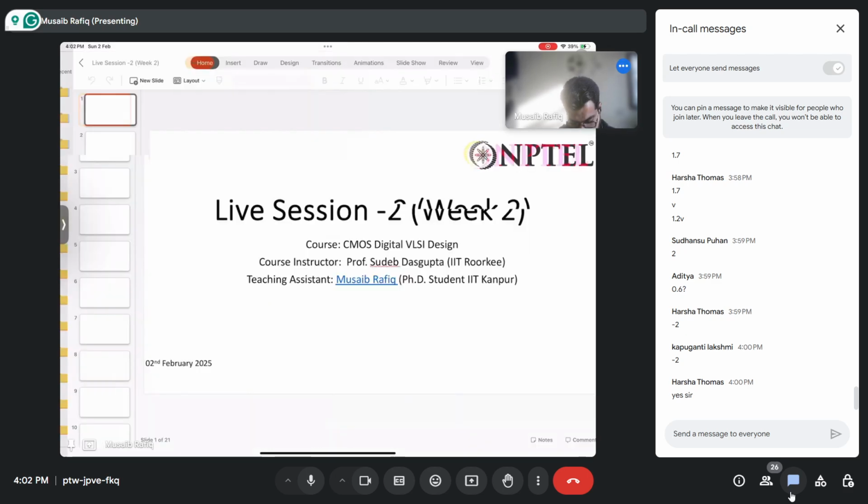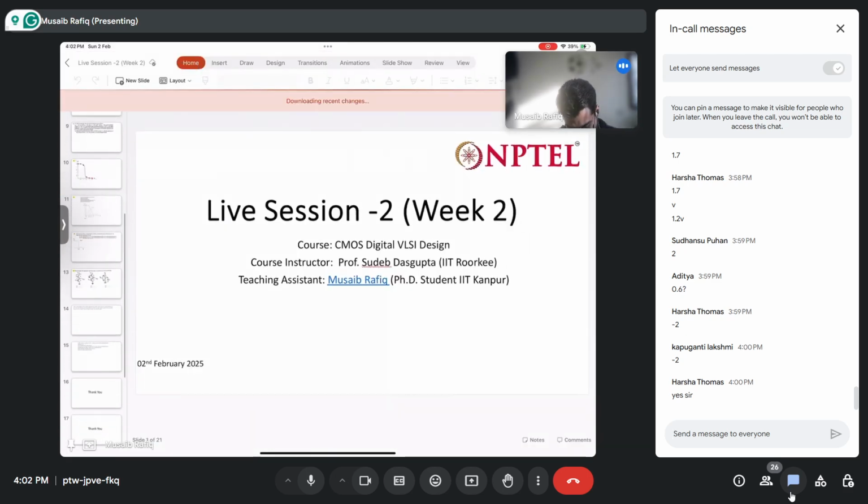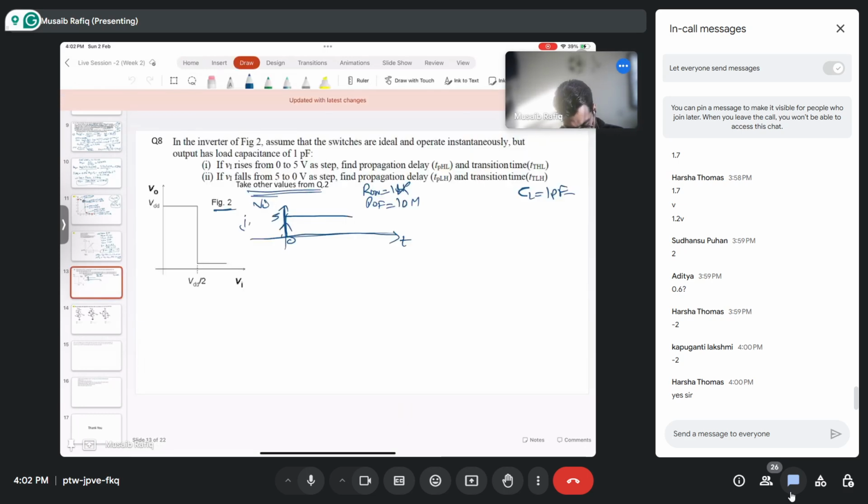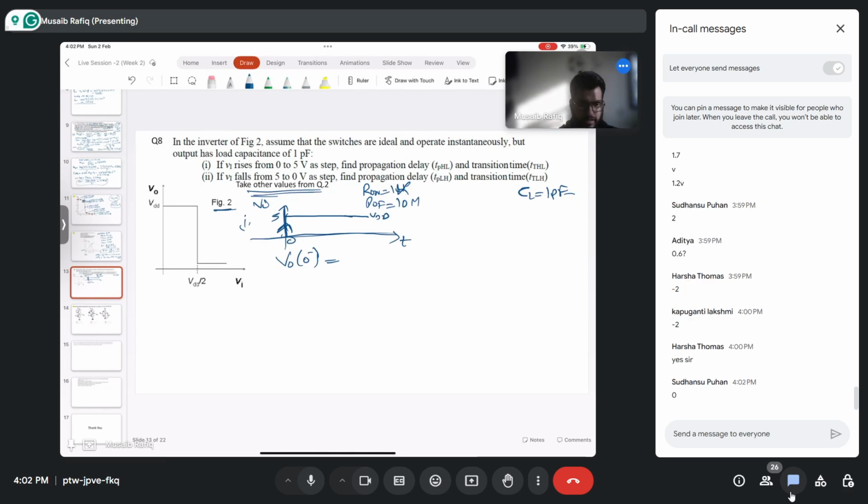Sorry about that, there is some issue with PowerPoint, it happens sometimes. So it goes from 0 to 5 volts, right? This is VDD. So V0 of 0 minus is how much? My output voltage at 0 minus will be how much? If my input is going from 0 to 5, what would be my output voltage exactly? Not 0. V0, I'm talking about the output voltage.